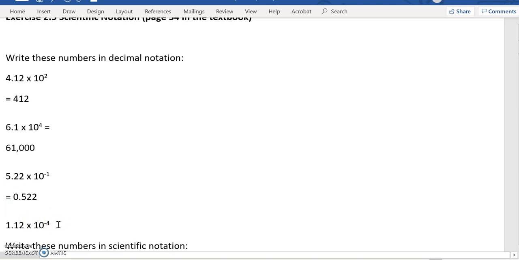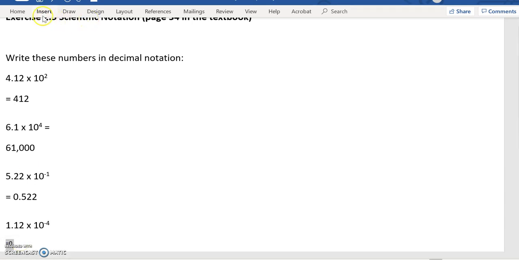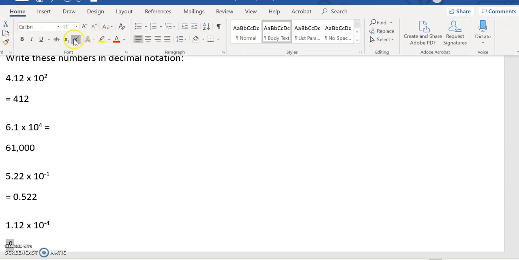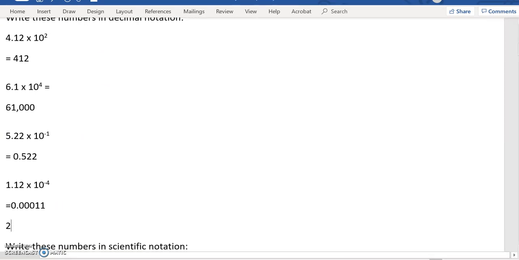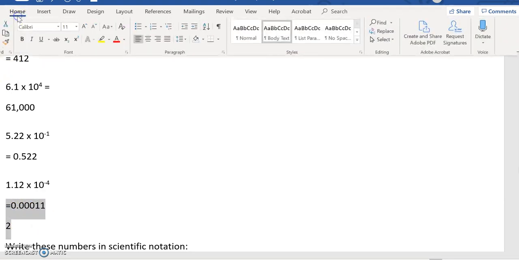In this case, we've got to move the decimal point 4 places. 1, then we're going to have to think of some more zeros, 2, 3, 4. So it's going to be 0.000112, or just to double check this again, 1, 2, 3, 4 places down there. I'm afraid that should be on the one line, so let's just change that.